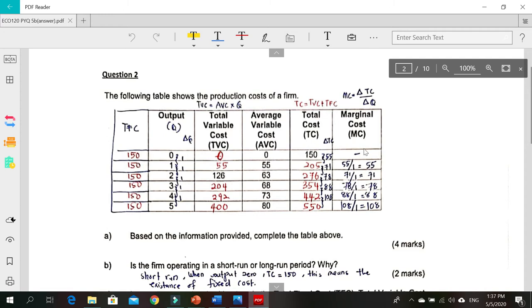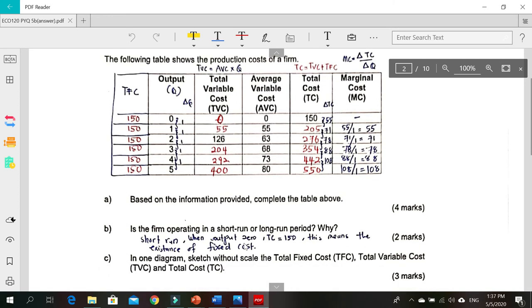And nak cari marginal cost is simple. Changes in total cost over changes in quantity. So cari perubahan dia. So the first one is dash, because dia start dengan 0. Sama macam production, everything yang start dengan 0, the first box untuk marginal dan juga average akan jadi dash. Jadi sepatutnya dash. Okay, so 55 bahagi 1 55, 71 bahagi 1 71, 78 bahagi 1 78.